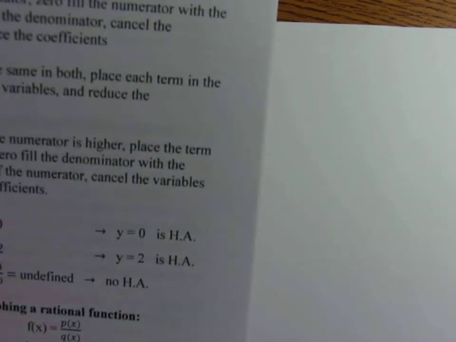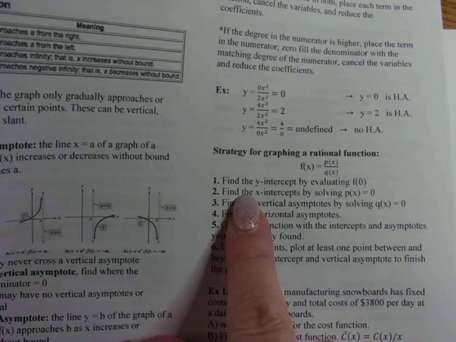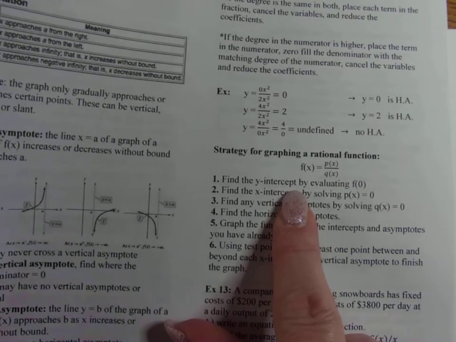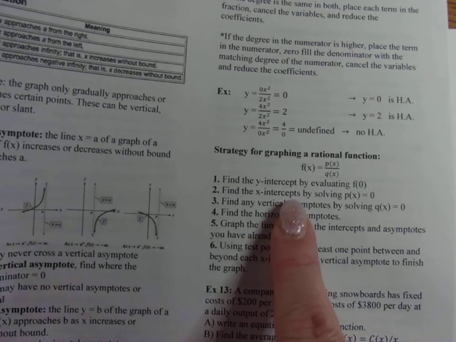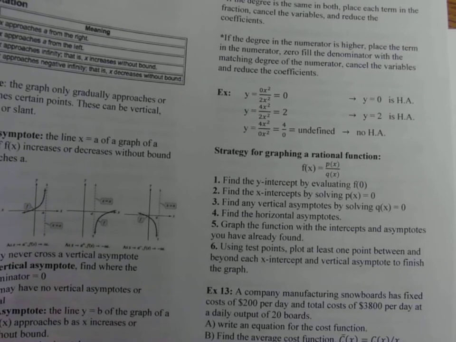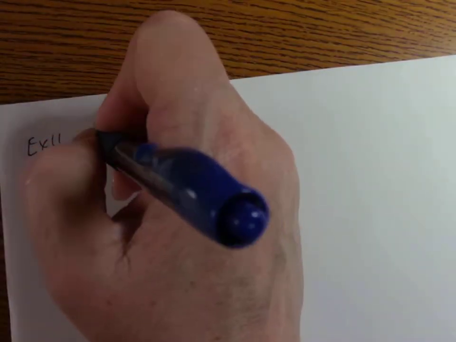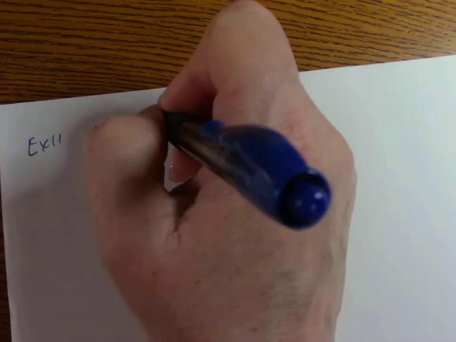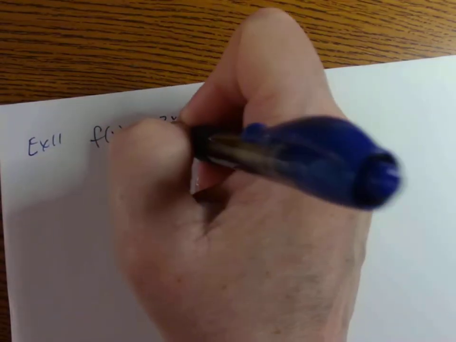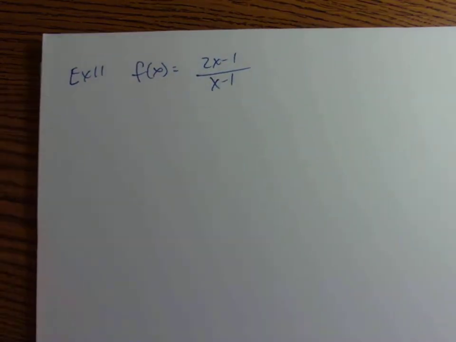All right, so strategies for graphing rational functions. We're going to, again, find our y-intercept, find our x-intercepts, any vertical and horizontal asymptotes, graph what we know, and then put in any test points. All right, so this will be example 11. We have f of x equal to 2x minus 1 over x minus 1. So we're going to graph this.